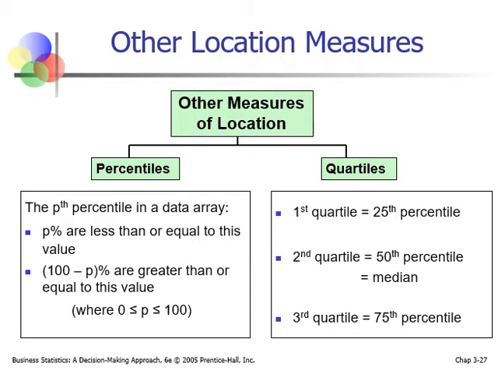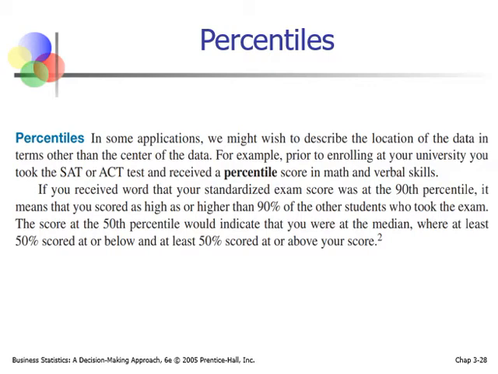Okay, so here is the formal definition of a percentile. In some applications, we might wish to describe the location of the data in terms other than the center of the data. For example, when enrolling at your university, you took the SAT or the ACT test and received a percentile score in math and verbal skills. If you received a report that your standardized exam score was at the 90th percentile, it means that you scored as high as or higher than 90% of other students.